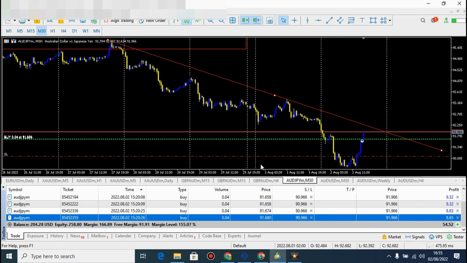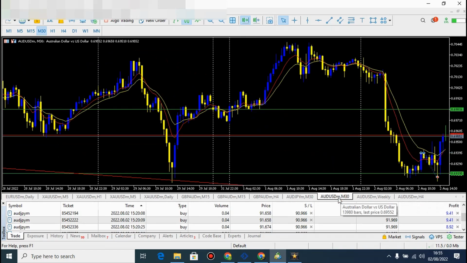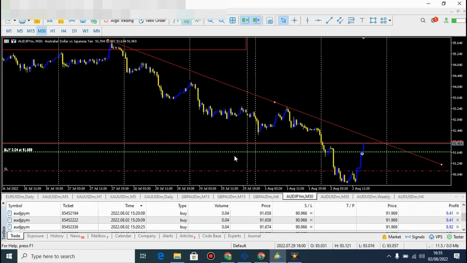In this video, I'll be showing you guys how to properly draw a trend line. As you can see on this chart, I have a very good trend line on the Australian dollar, Japanese yen. But I'll teach you guys how to draw a proper trend line on your charts. In this video, I'll take Australian Japanese yen and also Australian USD. So let me show you how to draw a trend line.